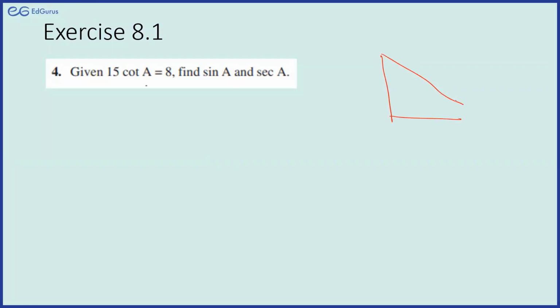Ma'am, first we have to draw a triangle and then we find all perpendicular, base and hypotenuse. Then here it's given that 15 cot A is equal to 8. After that, what will we do? So we need to find, see, they have not given you length of any side, right? They have given you this relationship. 15 cot A equal to 8. I can write it like this.